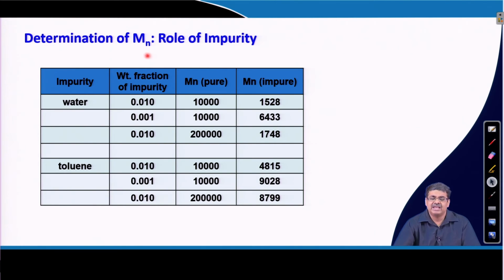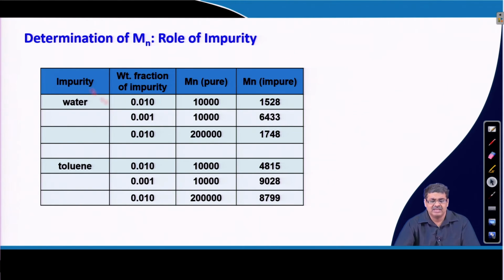Now, we need to be very careful about impurities in this measurement, because we are talking about the number of molecules present in the solvents, which determine the value of these properties. Hence, even a small impurity affects the mean value determined by these techniques a lot.